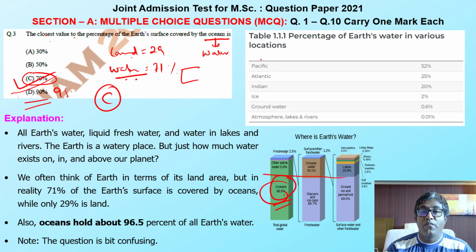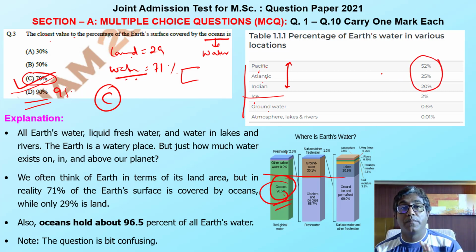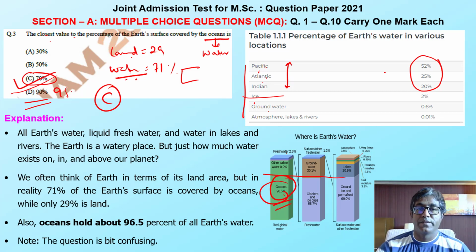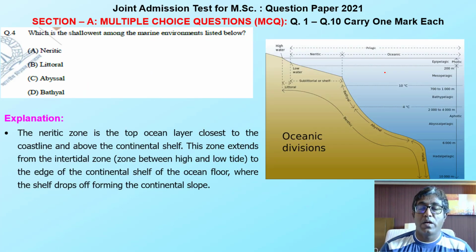Even in the ocean we have these types of ocean: Pacific, Atlantic, Indian. Then we have classification of ice, groundwater and atmosphere. So we have three oceans over here: Pacific, Atlantic and Indian. And you can easily note down from here the percentage of water present in each particular ocean. Maybe they can ask you one step further, tell me the percentage of Pacific water on the Earth's surface. Moving to the next question.